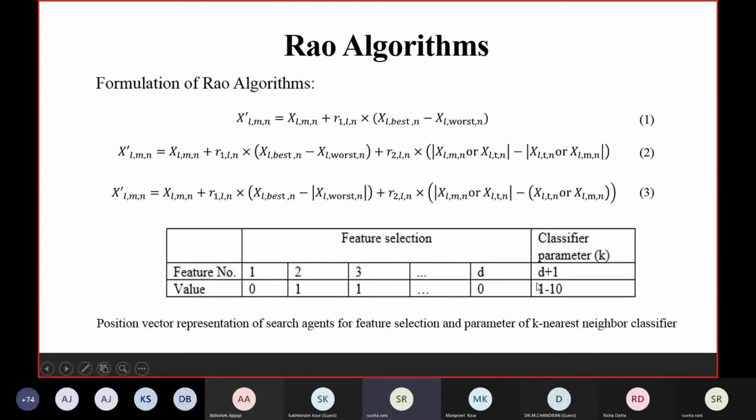This value is taken after the literature review, and they already mentioned that if the value is greater than 10, there is no benefit. So we take the value from 1 to 10. Here the RAW algorithm is based on this: if we have 30 search agents, then first they find the best search agent and the worst search agent position, and then they subtract it, multiply with a random number, and add it to the current position to move the position which may be nearer to the best value.